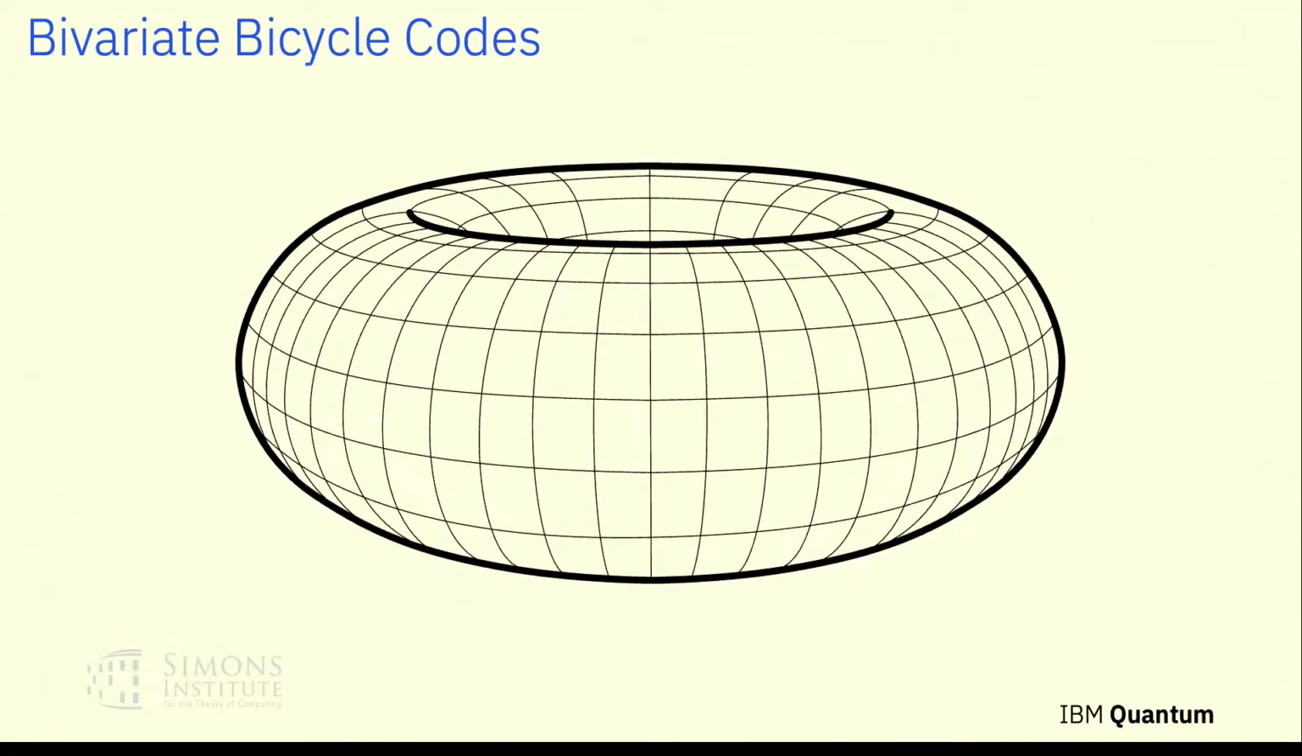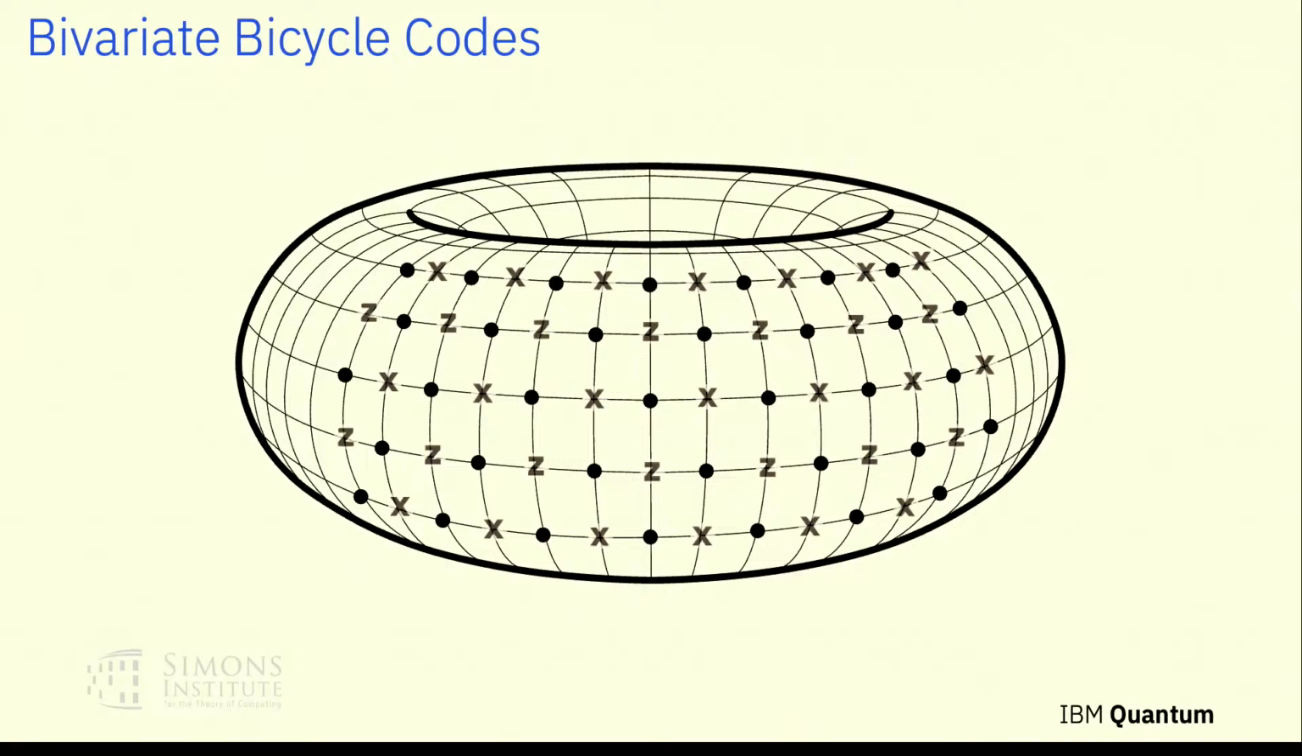So here's again some nice Patrick animated slides showing the bivariate bicycle codes and a particular layout of these codes, which I think makes an interesting way to think about them. So we can place the qubits on the surface of this torus and also the checks on the surface of this torus. And you'll notice that the checks and qubits are connected to each other, to adjacent checks or qubits.